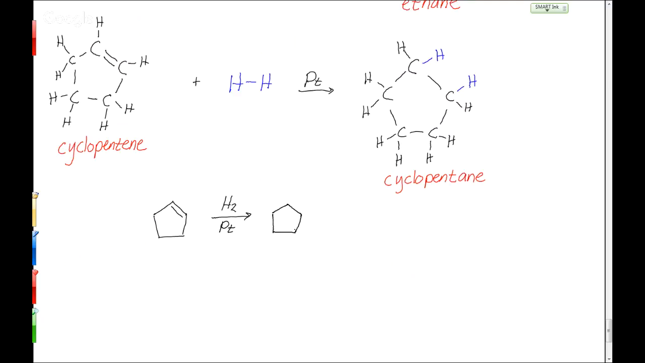Takes up a lot less space that way, and is much more obvious and immediately apparent what's happening, what's changing when you write it that way. You can see that you start with the cyclopentene, you end with the cyclopentane, you've treated it with hydrogen and platinum. Those are the reagents.